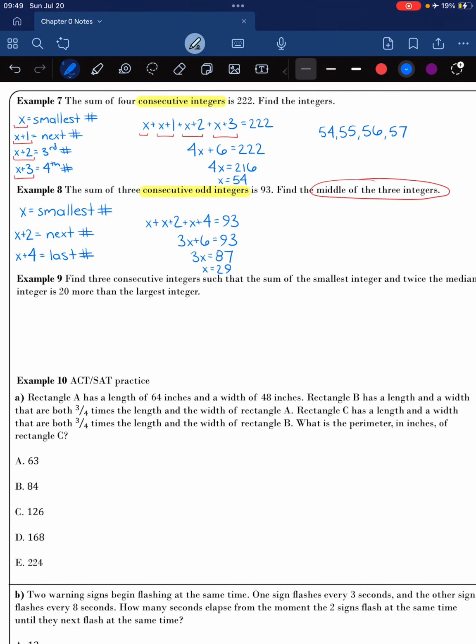So if 29 is my smallest number, and this is why it's so important to circle the actual question, the answer is not 29. It's the middle number, which is the next odd number, which is 31.